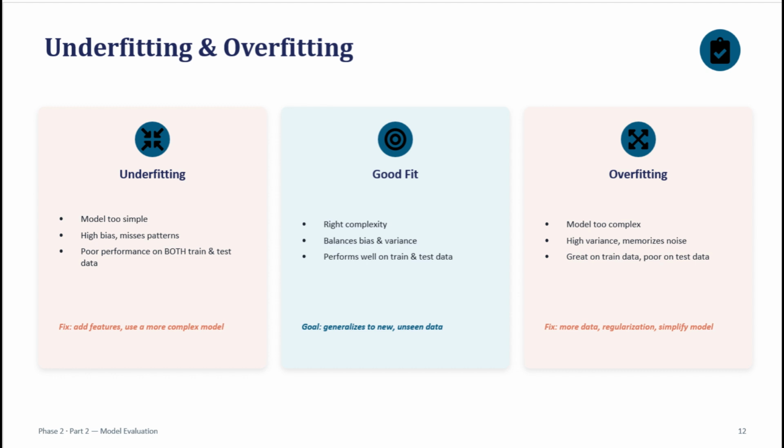Underfitting happens when the model is too simple. It fails to learn important patterns. As a result, it performs poorly on both the training data and new data. Overfitting is the opposite. The model becomes too complex. Instead of learning general patterns, it memorizes the training data, including its noise. It performs extremely well during training, but struggles when tested on unseen data.